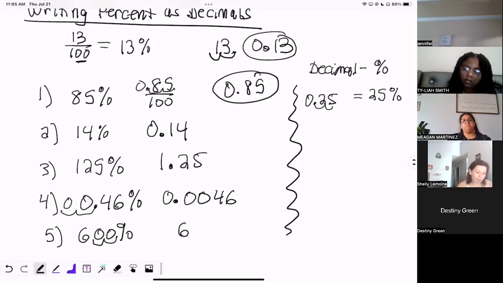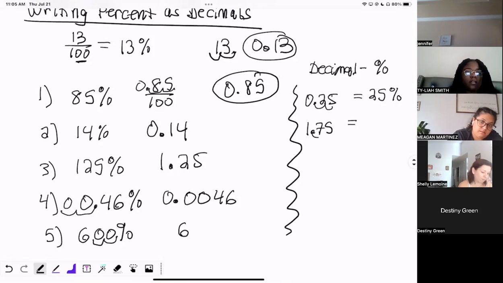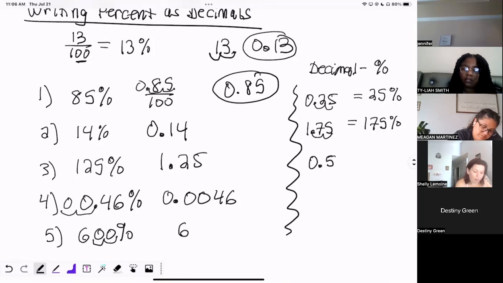If I give you a decimal 1.75, again, I would move it 2 places to the right because we're going backwards. 1, 2, it'd be 175%. If I give you a decimal of 0.5, I would again move it 2 places to the right, and I actually have to add a 0, and I would get 50%.